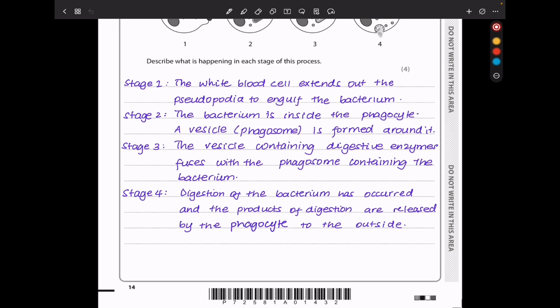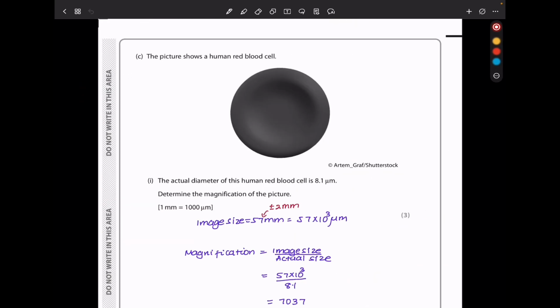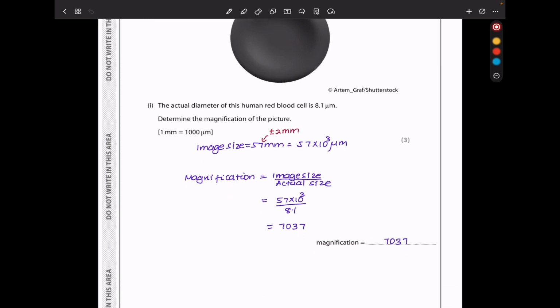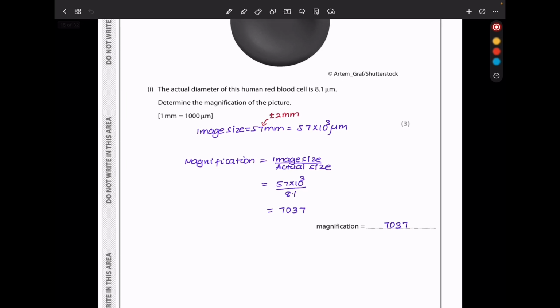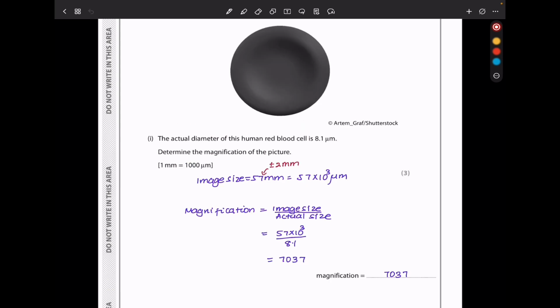In part C, the picture shows a human red blood cell. We can see this is the red blood cell. They say the diameter of this human red blood cell is 8.1 micrometer. Determine the magnification of this picture. We are given that 1 millimeter is 1,000 micrometer. The diameter of the image was 57 millimeters.